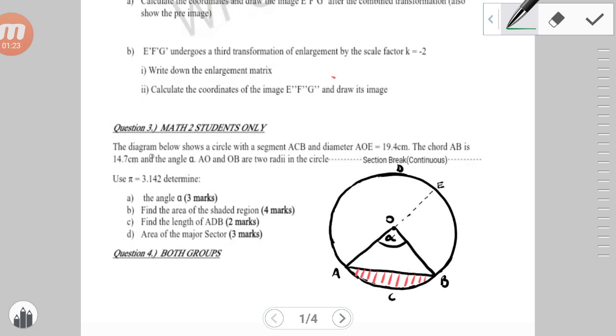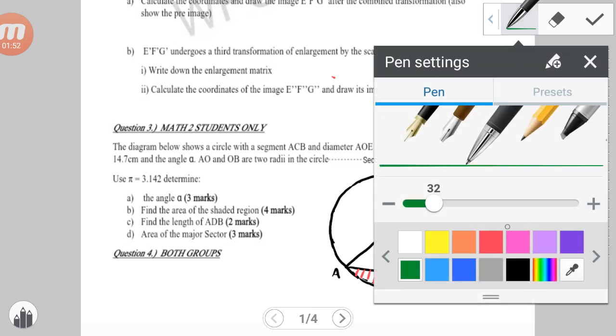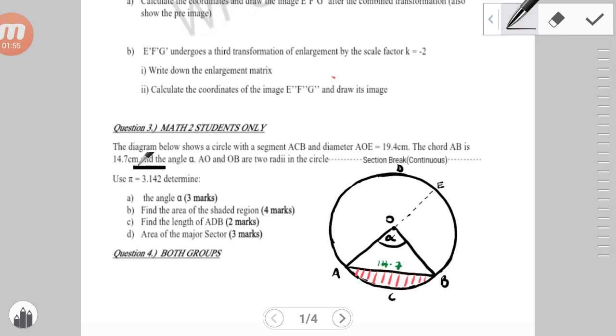All right, so here it says that the diagram below shows a circle with a segment ACB. You can see that segment is shaded. And there's a diameter AOE that's measuring 19.4. And of course we have the chord AB, down here, which is 14.7. So we could put that in for now, 14.7. And we have an angle alpha, where AO and OB are two radii in the circle.